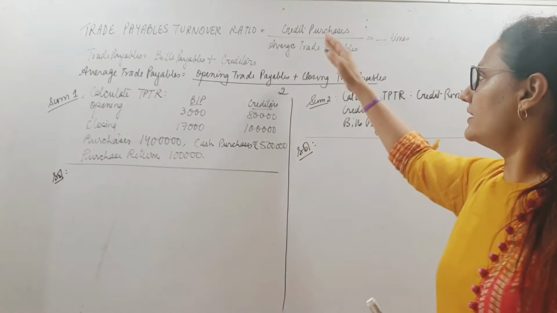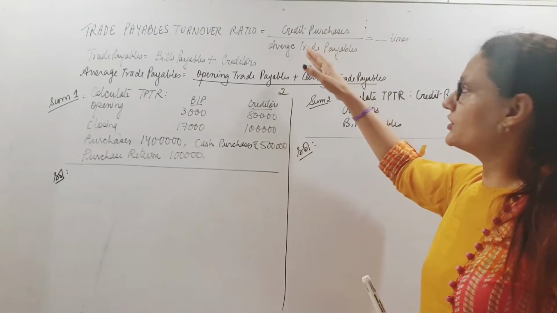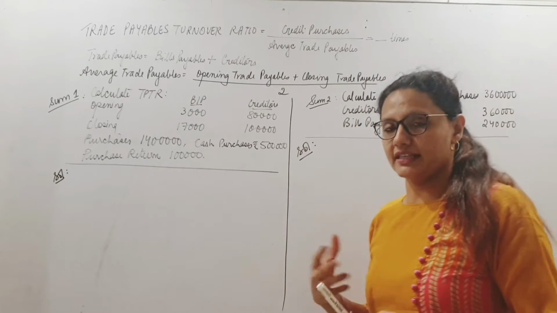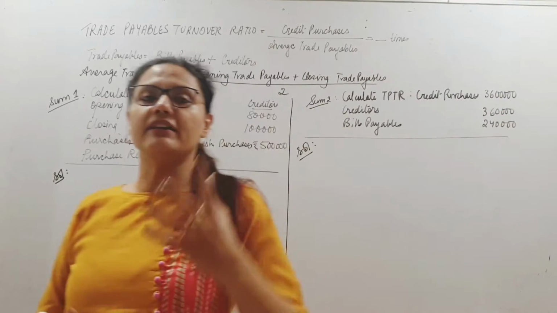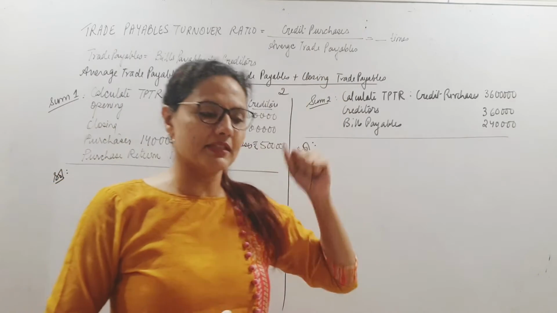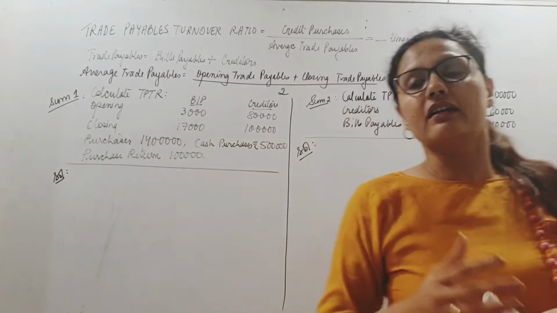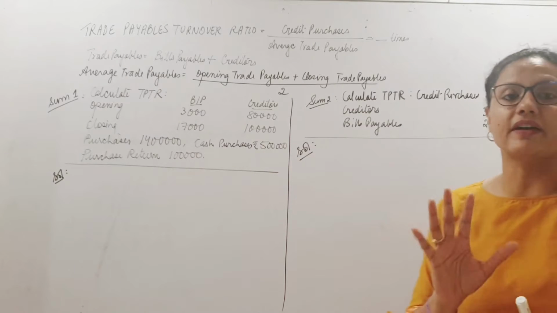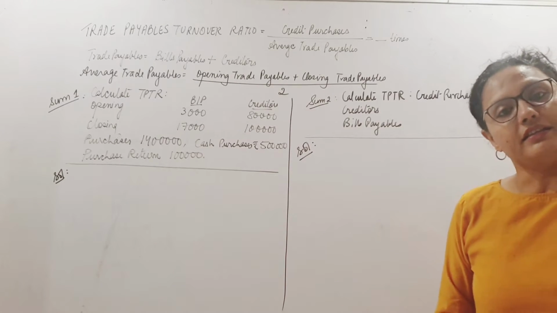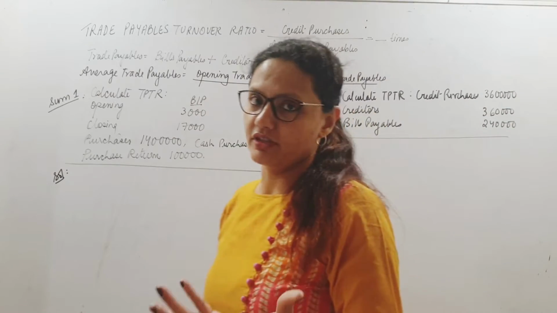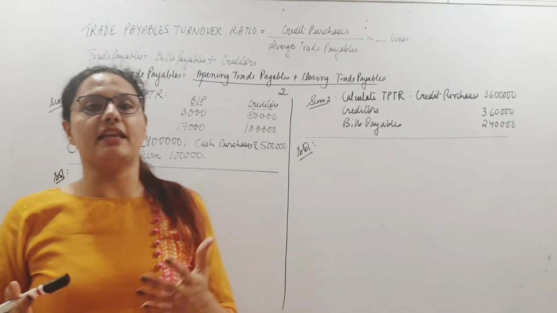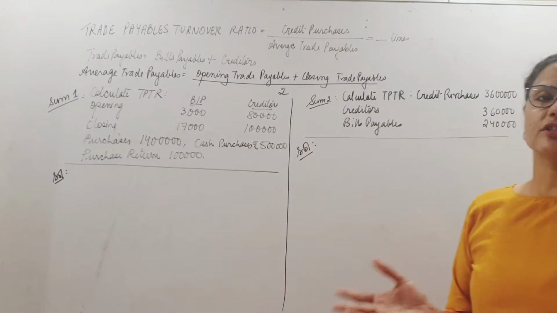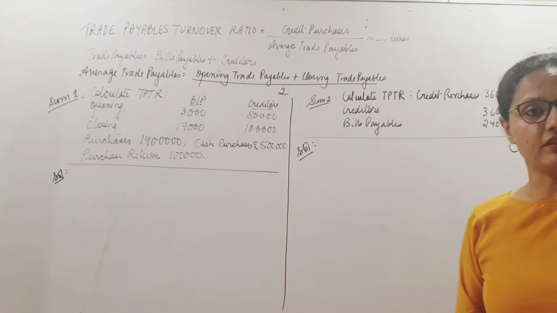So if we divide the credit purchase by this average trade payables, we will get a number which is expressed as number of times, say 5 times. The answer is 5 times. It means that we are paying off our dues related to credit purchases 5 times in a year, meaning it is good, fast enough. We are almost paying up within 2.5 months, which is a good, decent credit period, right?